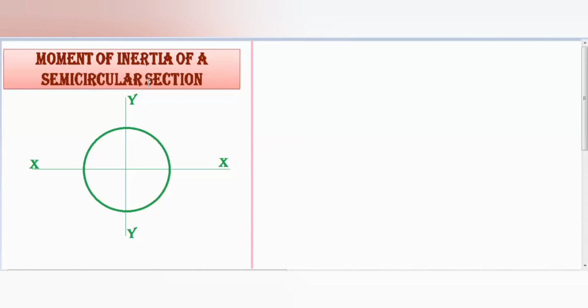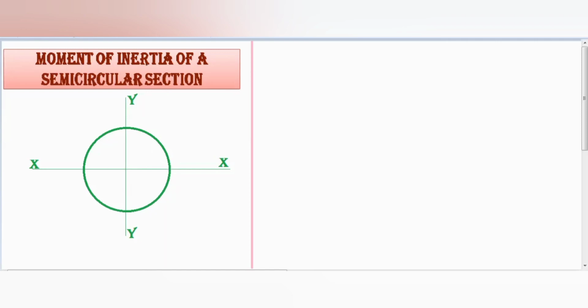Today's session we are going to discuss the moment of inertia of a semicircular section. Actually, here I had drawn a circular section. First, we are going to discuss the moment of inertia with respect to the x-axis and y-y axis passes through the center of gravity of the circular section. From that, we will derive the moment of inertia of a semicircular section.